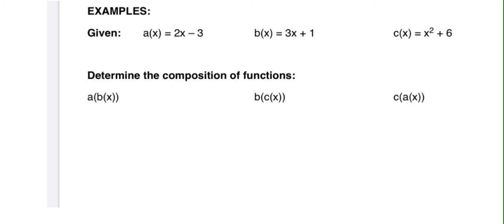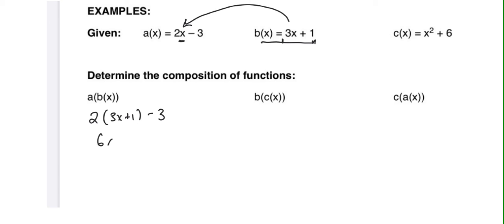Okay, so the first one, we're trying to find a of b of x. So that means we're plugging in this b of x, this whole function here, into the x here. So we get 2 times the whole b of x in for this x, so 3x plus 1, minus 3. Distribute, we get 6x plus 2 minus 3, so 6x minus 1.